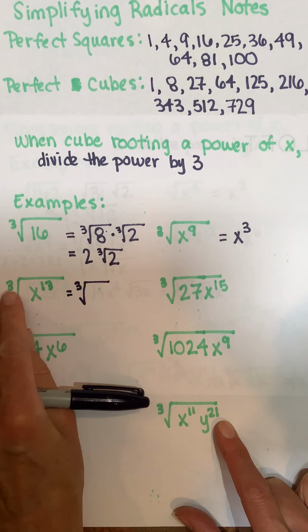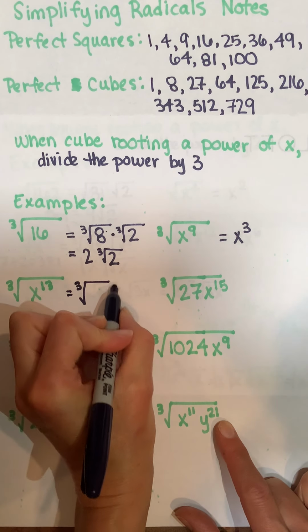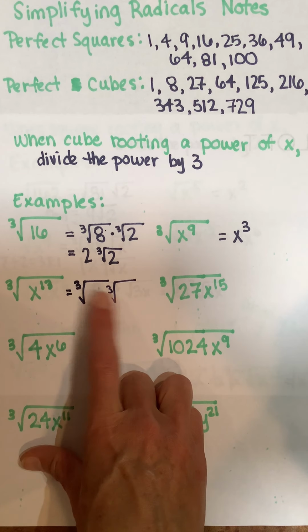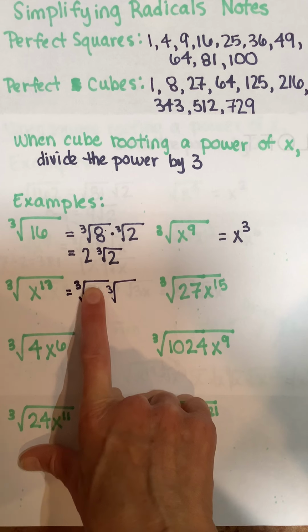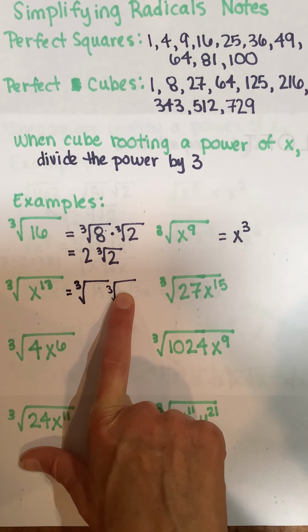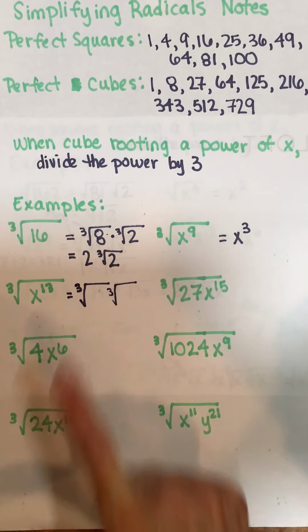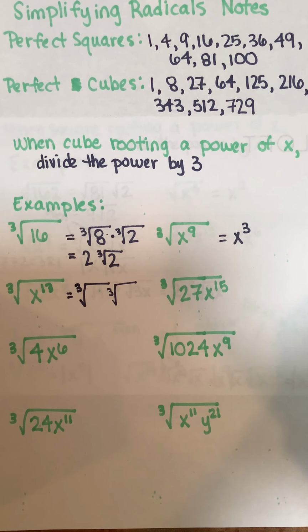We're now cube rooting, so we're dividing the powers by 3. So I want you to think, how would I split this radical up into a perfect cube and then any leftover x's? Like the largest perfect cube and then any leftover x's. Try to split it up there.